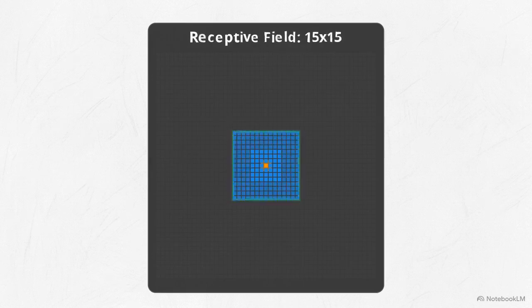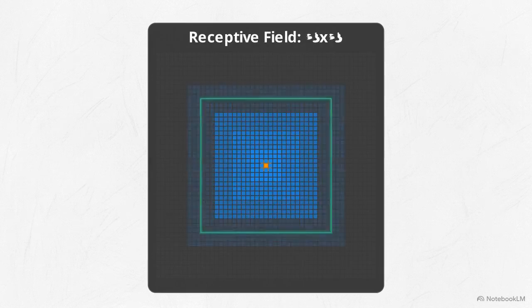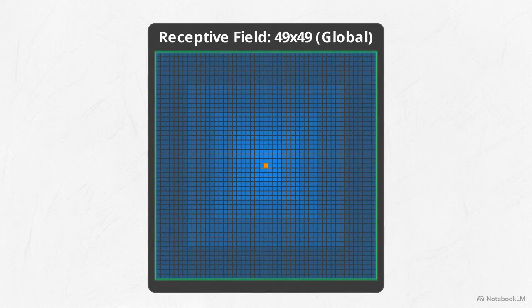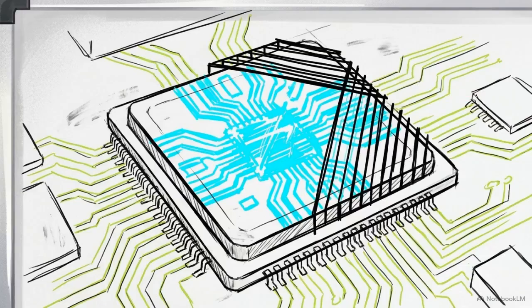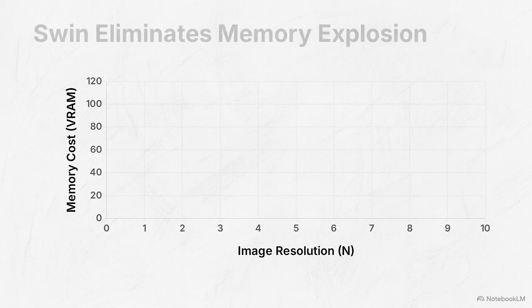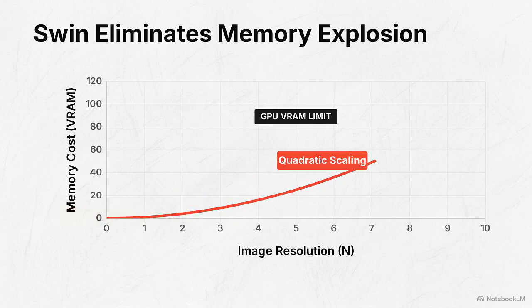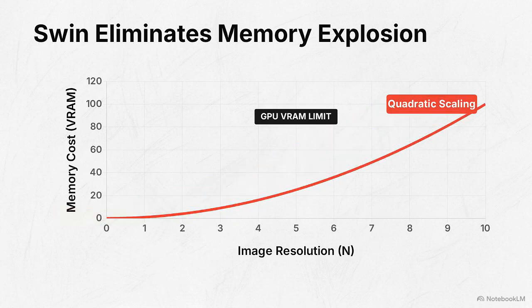A pixel's receptive field begins strictly locally, but as it passes through deeper layers, that field organically expands to encompass the entire high-resolution image. This alternating architecture ultimately achieves the macro-level understanding of global attention while strictly enforcing the micro-level computational constraints of local attention. The hardware impact is definitive. This tensor pipeline entirely eliminates the O of n squared memory explosion.